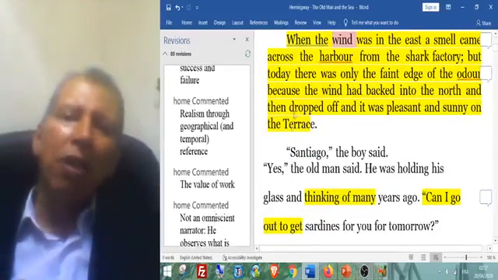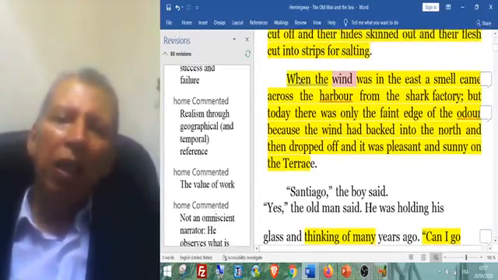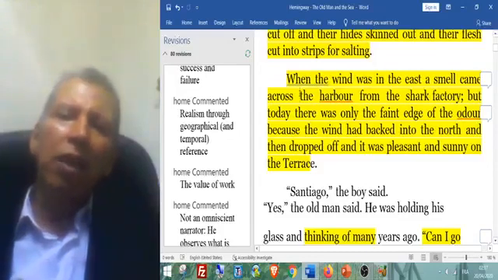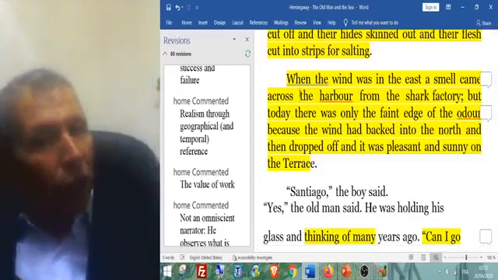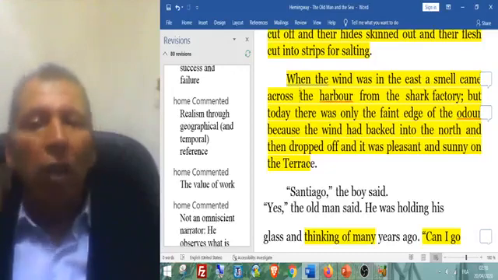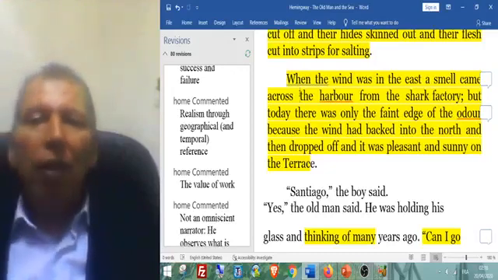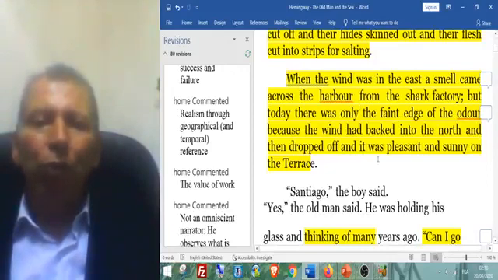In the following passage, we have a description of the environment. When the wind was in the east, a smell came across the harbour from the shark factory, but today there was only the faint edge of the odour, because the wind had backed into the north and then dropped off, and it was pleasant and sunny on the terrace.